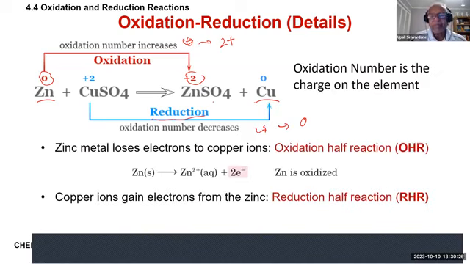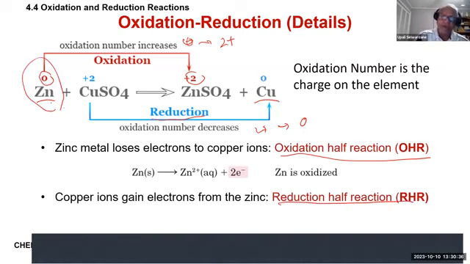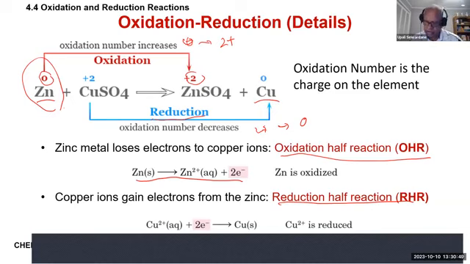We use these ideas to create two half reactions. Oxidation half reaction, reduction half reaction. Zinc is the one being oxidized. That's the half reaction. Zinc is oxidized, loses electrons. Copper gains electrons. Copper is reduced. The reduction half reaction takes place at copper.